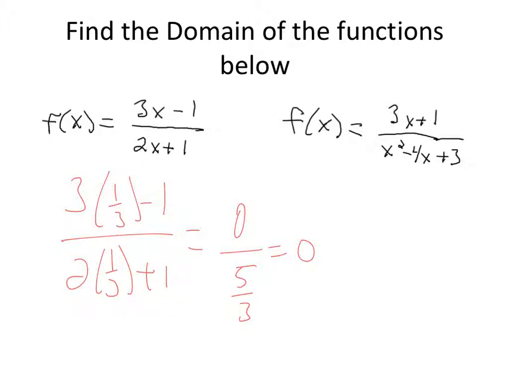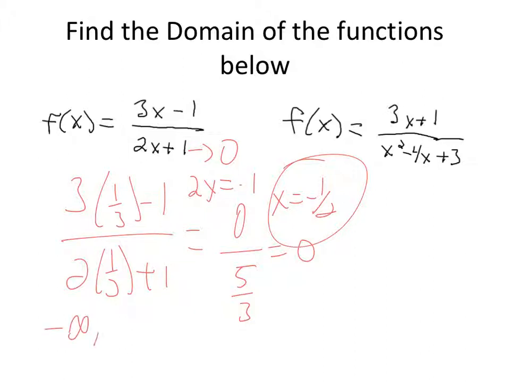The issue is the denominator. So what you have to worry about is when that is equal to 0. So when 2x equals negative 1, or when x equals negative 1/2, we get 0 in the denominator. So we're going to say negative infinity to negative 1/2, open on both ends, and negative 1/2 to infinity.